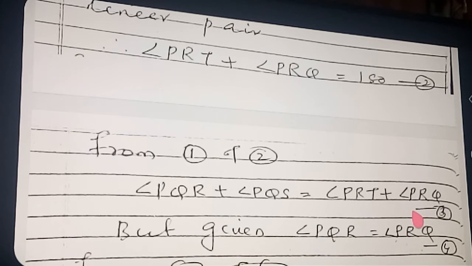Okay, geometry is very easy to understand if you are listening well. No need to be afraid when you hear geometry. It is very simple, much easier than algebra. Okay, so I give that as equation number 3. Clear? But in the question, what is given? PQR and PRQ are equal, given, no? Okay, given. You give it as equation number 1.